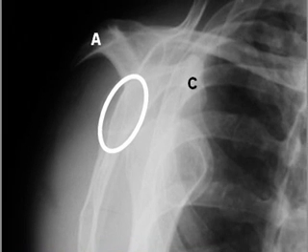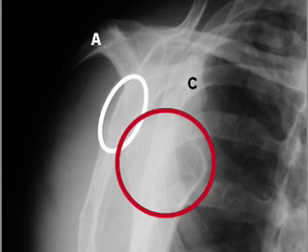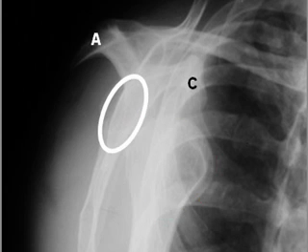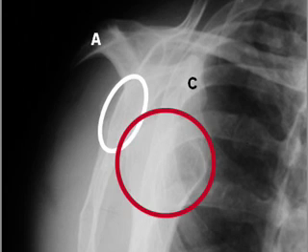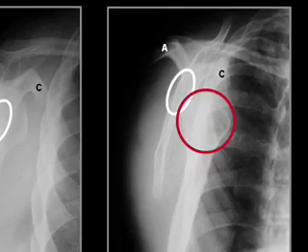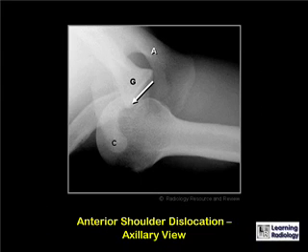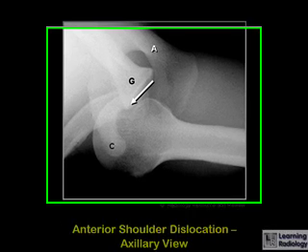This is a patient who has an anterior dislocation of the shoulder. In this individual, the humeral head lies inferior and medial to the glenoid and beneath the coracoid process, which is marked with C.